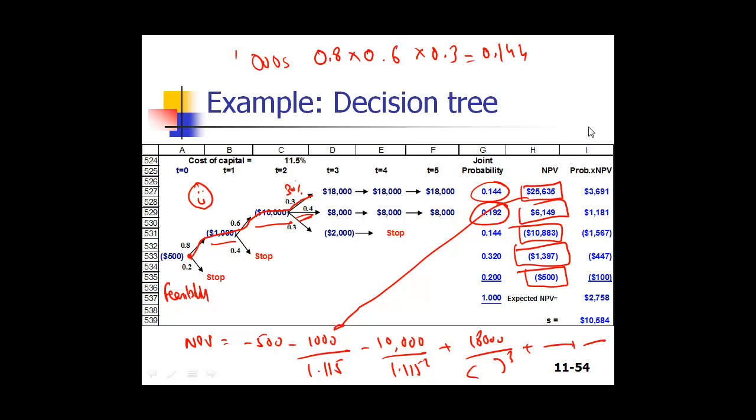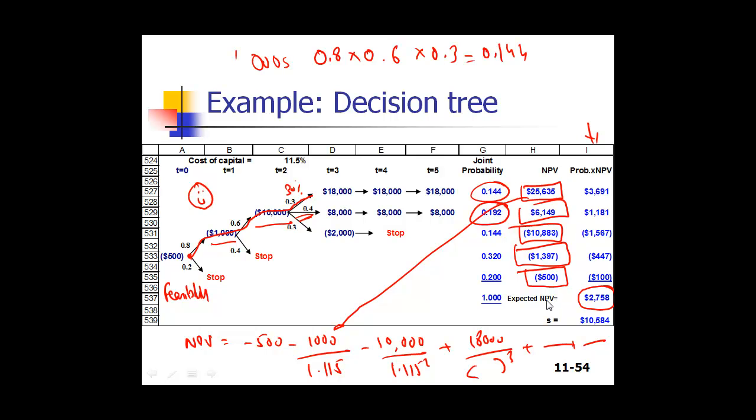What do you think this column I is telling you? Yeah, it's the probability multiplied by the NPV. So what is the expected value of this? What's the expected value of this project? 275. So that is the expected value of this project.